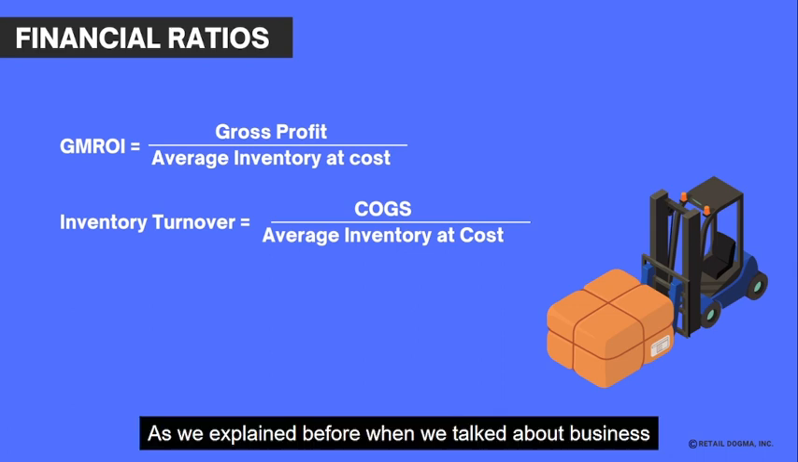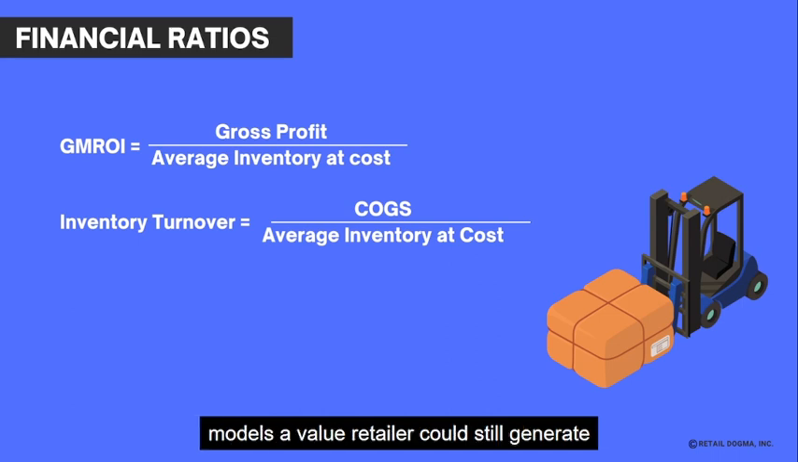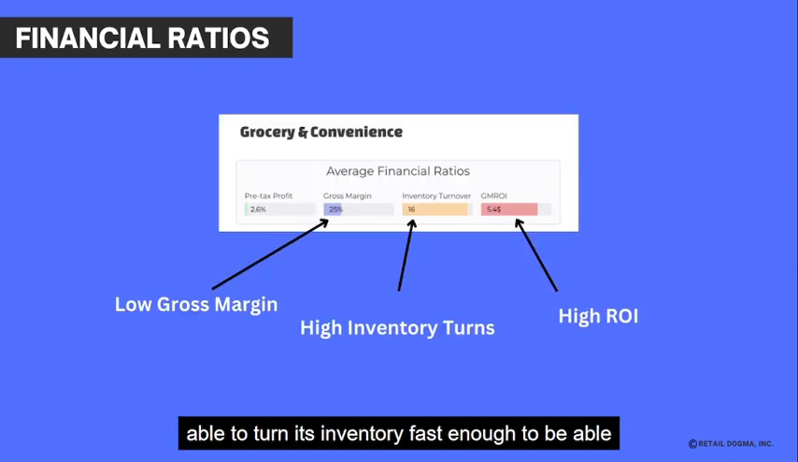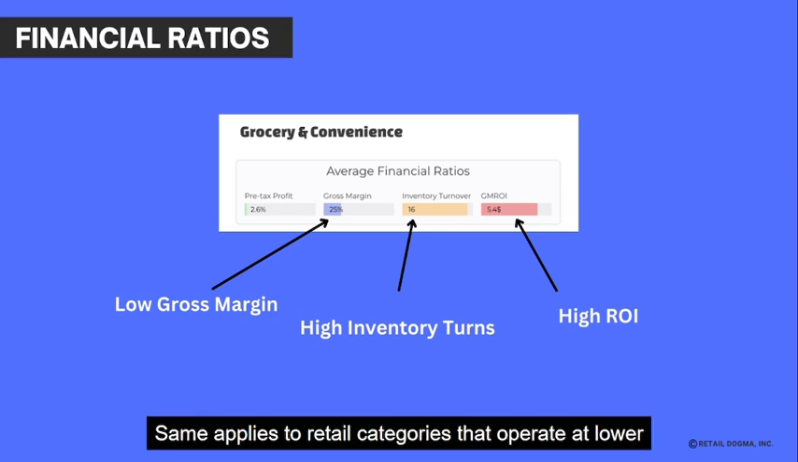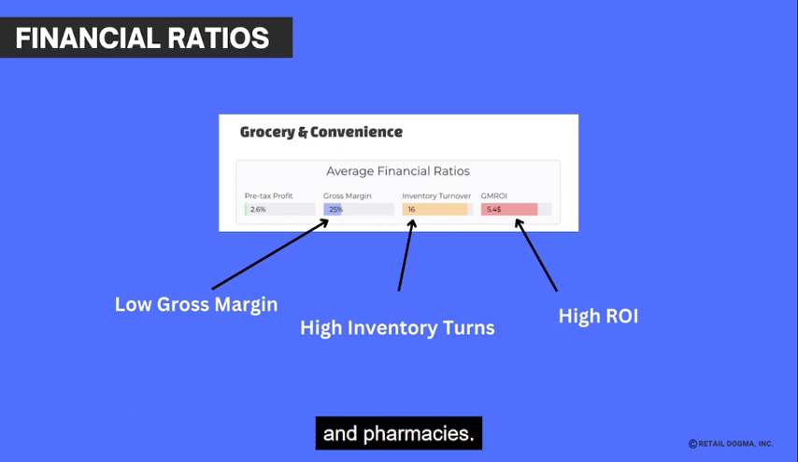As we explained before when we talked about business models, a value retailer could still generate high net profits in absolute value despite having lower gross margins, only if it's able to turn its inventory fast enough to make profits on every turn, and so the total amount will still be high. Same applies to retail categories that operate at lower gross margins, such as grocery stores, convenience stores, and pharmacies.